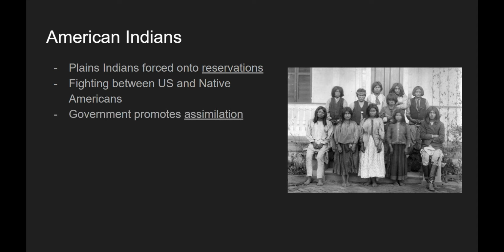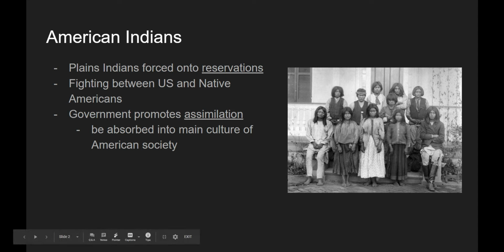As this is happening, the government decides that their best course of action for trying to integrate Native Americans into our society is through a policy that we now call assimilation. Assimilation basically means where you're trying to pretty much take the native culture of someone or a group of people and sort of pull them into or absorb them into your main culture. So here, you see a picture of some Native Americans who are basically dressed in what we would consider Western clothing.